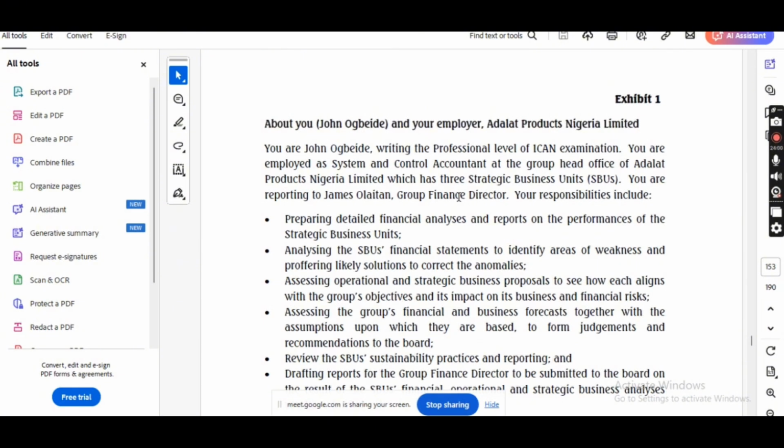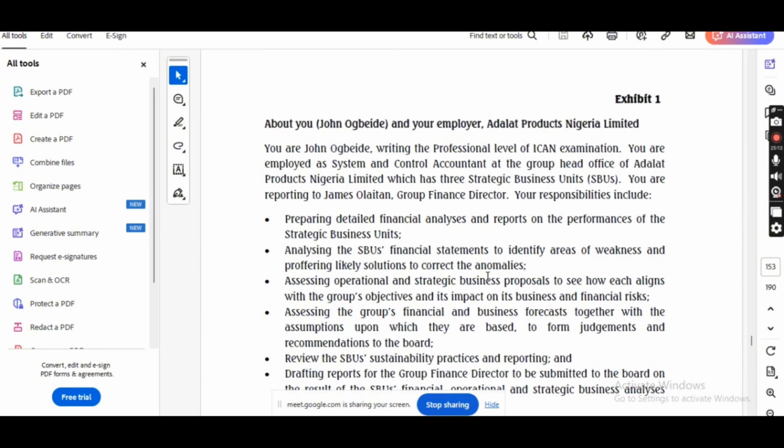And in this firm, you are reporting to James, the group finance director. Your responsibility is preparing detailed financial analysis and reports on the performance of the strategic business units. Did they mention anything about clients? No, they said preparing the detailed financial analysis of the strategic business units, right?